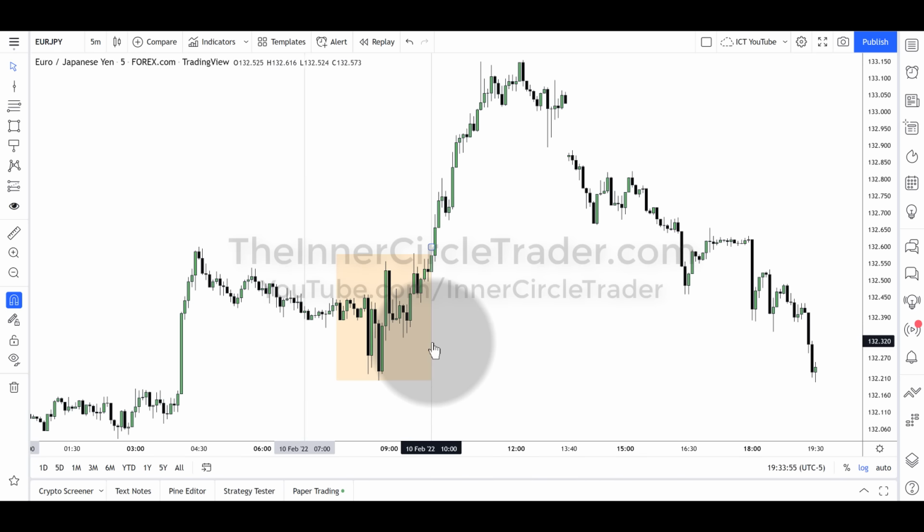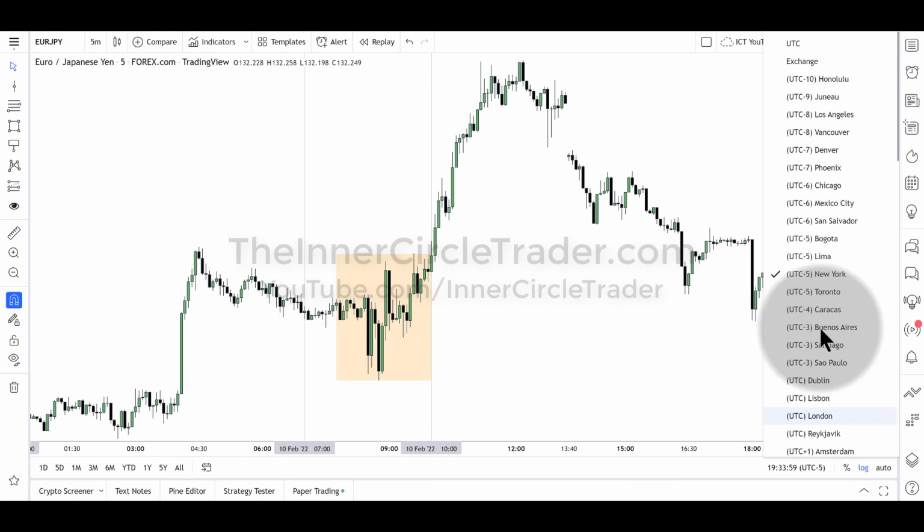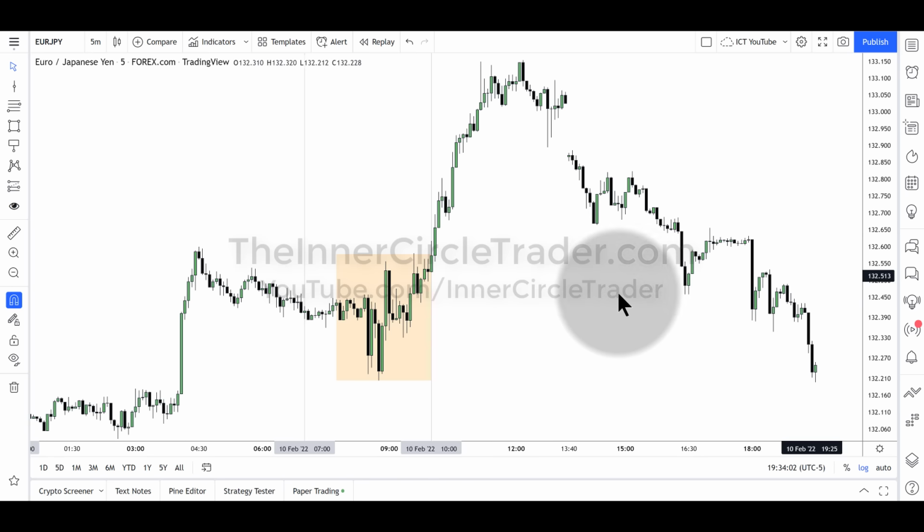7 o'clock in the morning to 10 o'clock in the morning, New York time, again, on TradingView, you need to have it toggled to that. Everything else, it'll be wrong. All right, so here is the time of day that the forming of a New York setup forms.